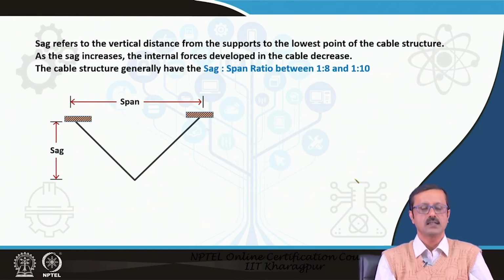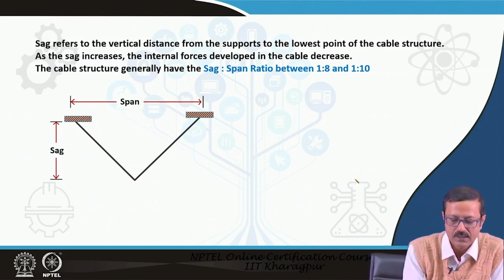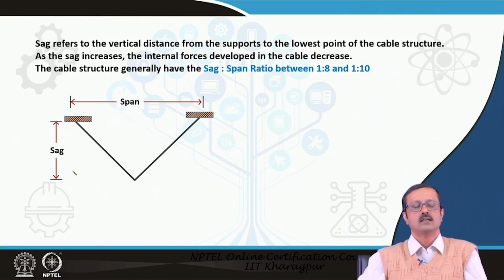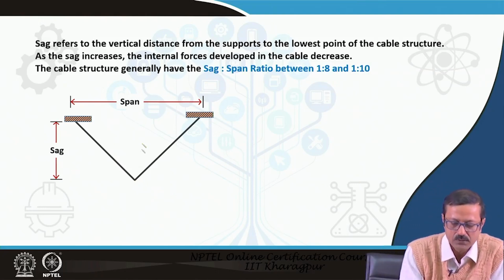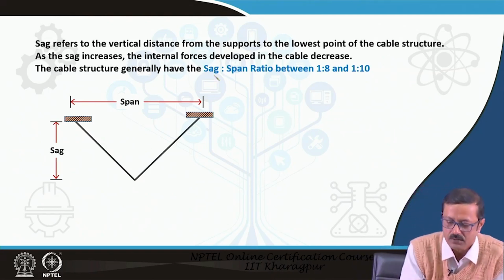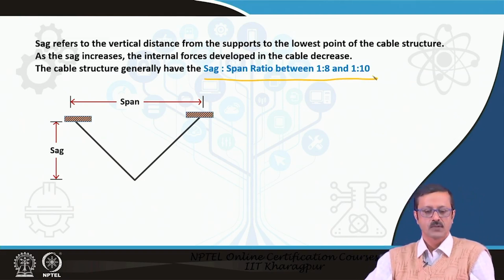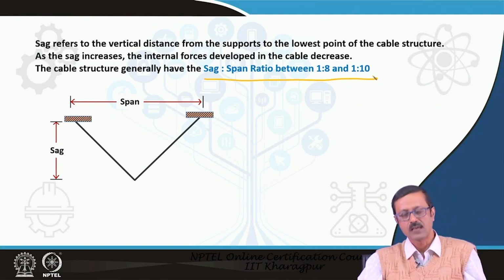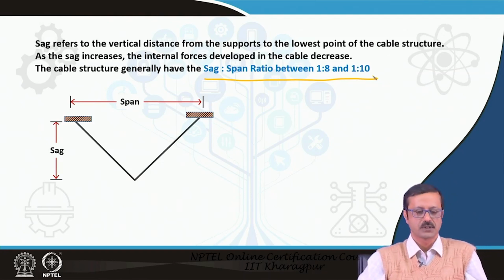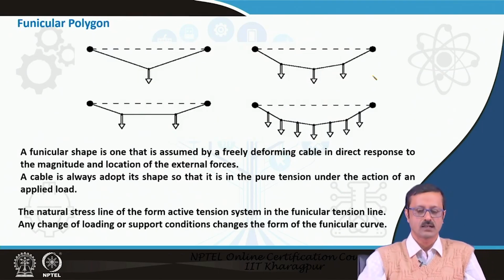In reference to the earlier figure, the span is defined as the support to support distance, and the sag is the distance from the lowermost tip of the cable to the line of the supports, that is the span. Generally, we keep this sag to span ratio at about 1:8 to 1:10. That means if the sag is 1, the span of that cable structure will be 8 to 10 times that, to keep the tensile force within a limiting order.